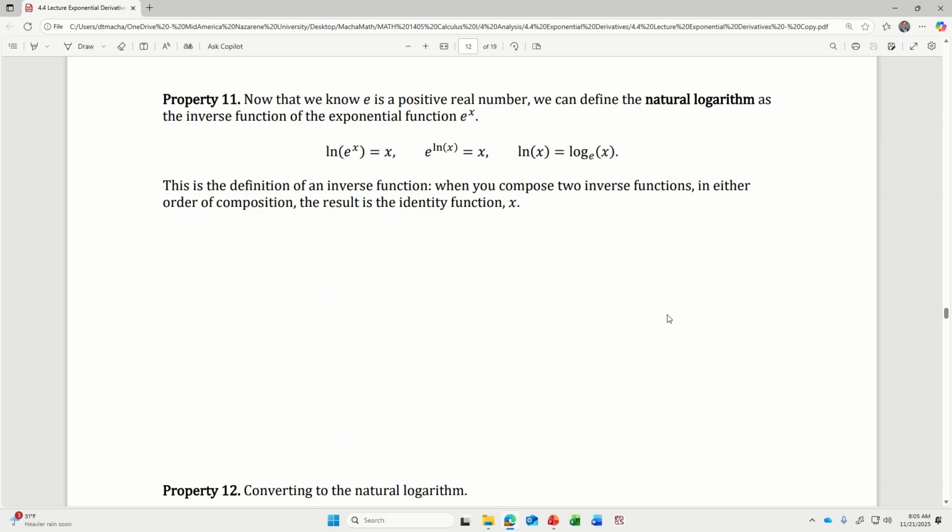So property 11 says the natural logarithm is the inverse of the exponential function e to the x. We compose two inverse functions. The result is the identity function.